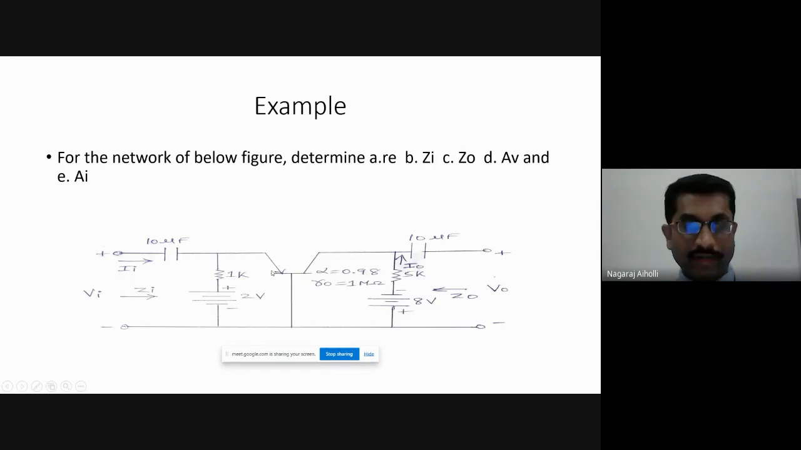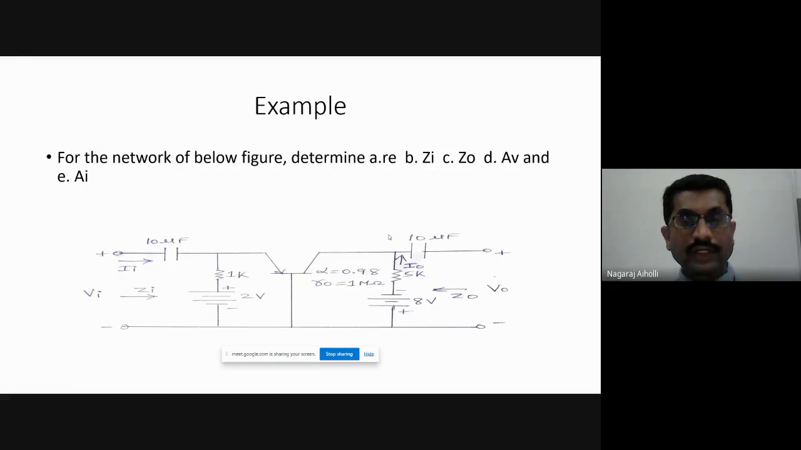First, this is identified, right? Once it is identified, next write the given data, the given details. What all is given here? RE 1 kilo ohm, VEE 2 volts, alpha 0.98, R0 1 mega ohm, then RC 5 kilo ohm, VCC 8 volts, C1 10 microfarad, C2 10 microfarad. Write the given data and then start solving.